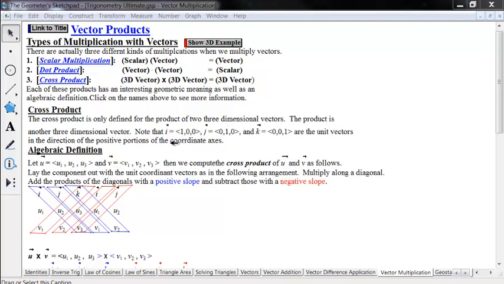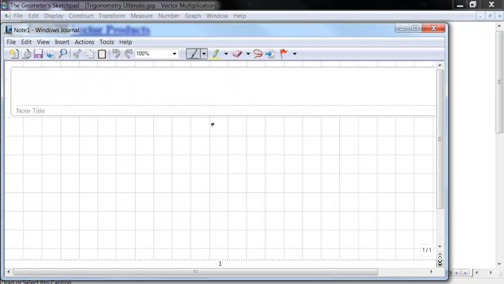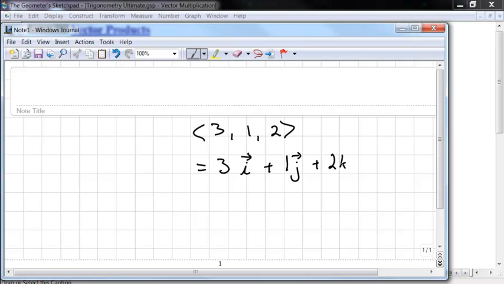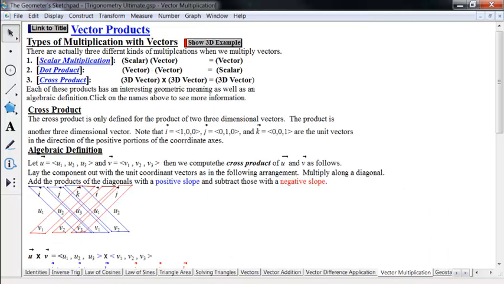Now, sometimes you'll see a vector written in component form like this. So if you see the vector 3, 1, 2, for example, I'll normally write it like this, but you might see it written as 3i plus 1j plus 2k. So sometimes you'll see vectors actually written that way. Okay, so let's go back to this.